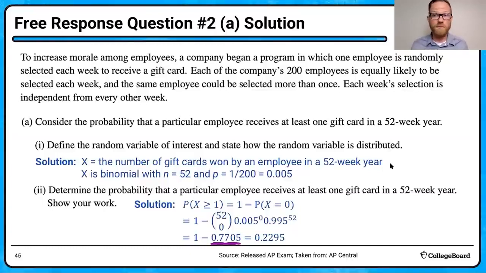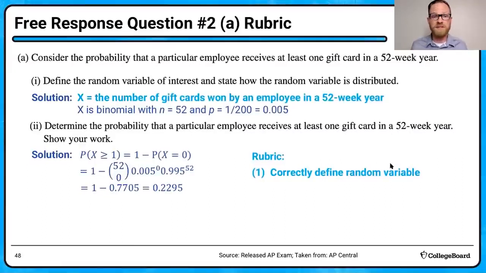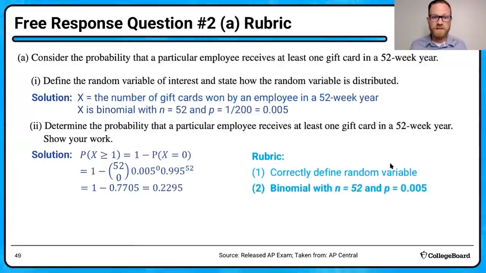Now let's take a look at the rubric to see if we have everything that we need to get full credit on this one. So I've just gone ahead and copied all those answers over here. So this is our model solution, but now let's look at the specifics of the rubric. So the first thing we need is to correctly define the random variable. Well, we did that right away when we defined X as the number of gift cards won by an employee in a 52-week year. The second thing we need is to identify the random variable as binomial with n equals 52 and P equals 0.005. Well, that's the second thing that we did in our solution here.